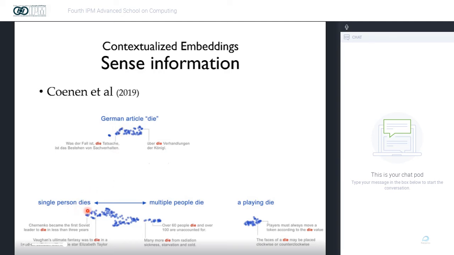And for the verb die in English, if a single person dies, we have some representations at this part of the space. And if multiple people die, we have some distinct representations at a different location in the space. And in a far distance in the space, we have some sentences where die is being used as the playing die. And in fact, the model is doing a very good job in distinguishing different meanings of a word.